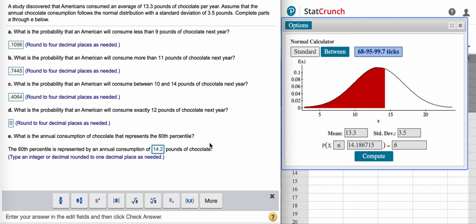So here we looked at the normal distribution and the normal calculator in StatCrunch, both to find areas less than, greater than, or between values, as well as find percentiles. So I hope this helps.